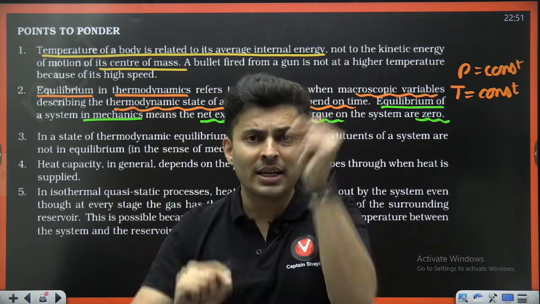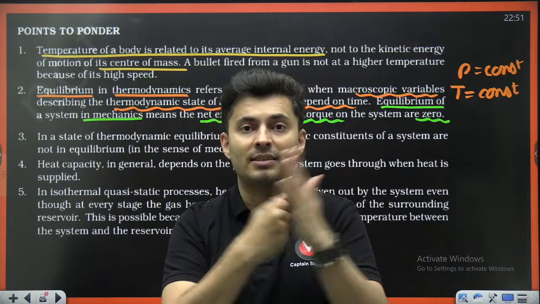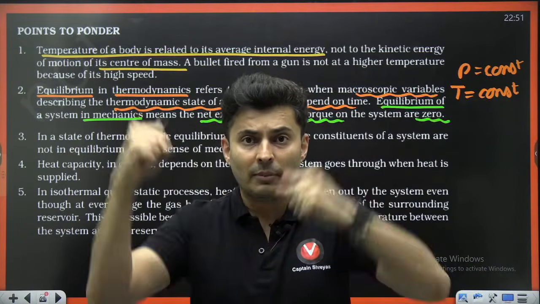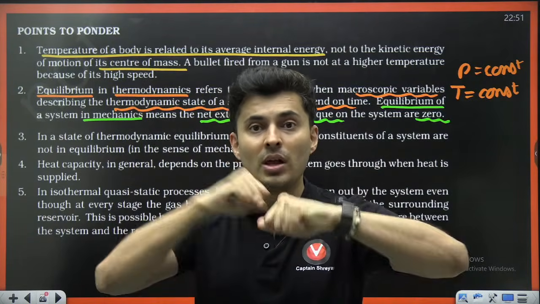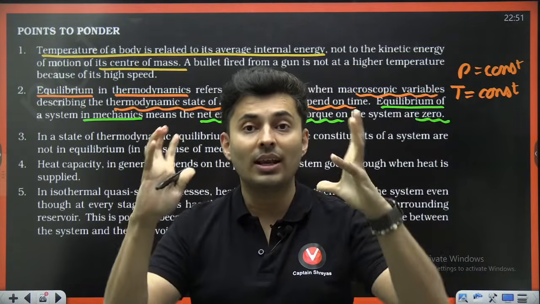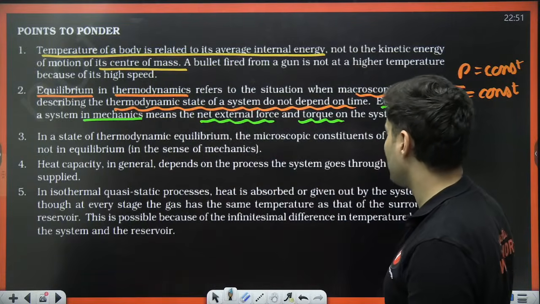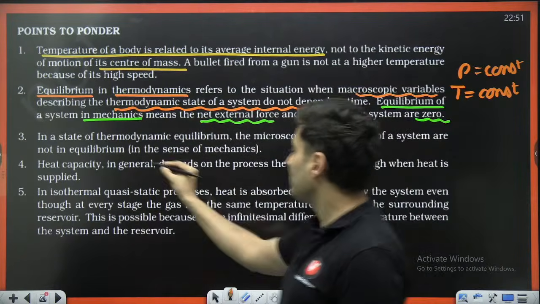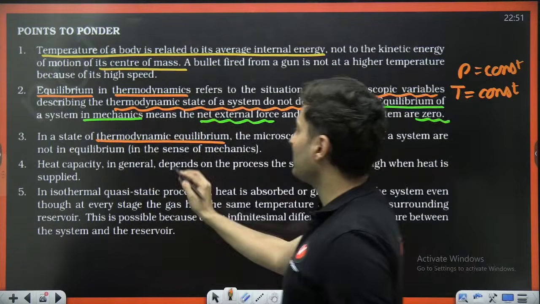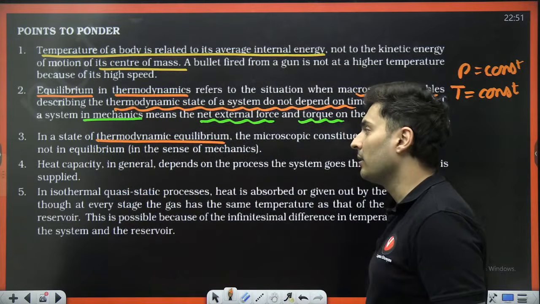The molecules are moving, everywhere it is moving, but on an average the pressure is the same. It's not like sometimes the pressure is more, sometimes the pressure is less, or sometimes the temperature is more, sometimes the temperature is less. No, the temperature on an average is the same, the pressure on an average is the same. These are all average properties. The molecules themselves are not at rest. Understand that. So when I say thermodynamic equilibrium, the macroscopic constituents are not in mechanical equilibrium.